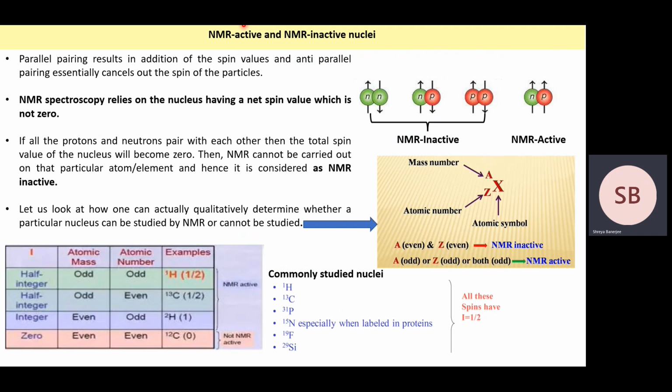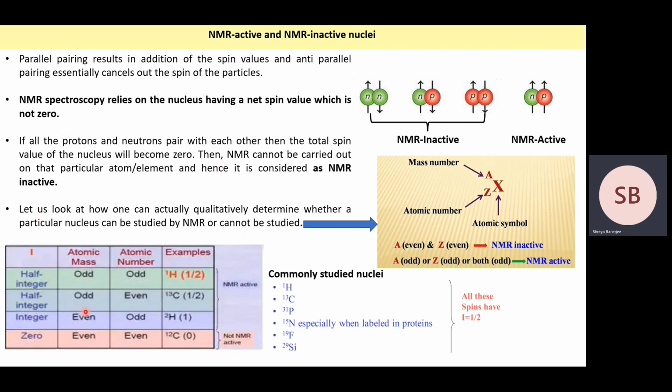Now we will talk about NMR active and NMR inactive nuclei. So parallel pairing results in addition of the spin values, and antiparallel pairing cancels out the spin of the particles. The principle of NMR spectroscopy is based on the nuclei having a net spin value which is non-zero.